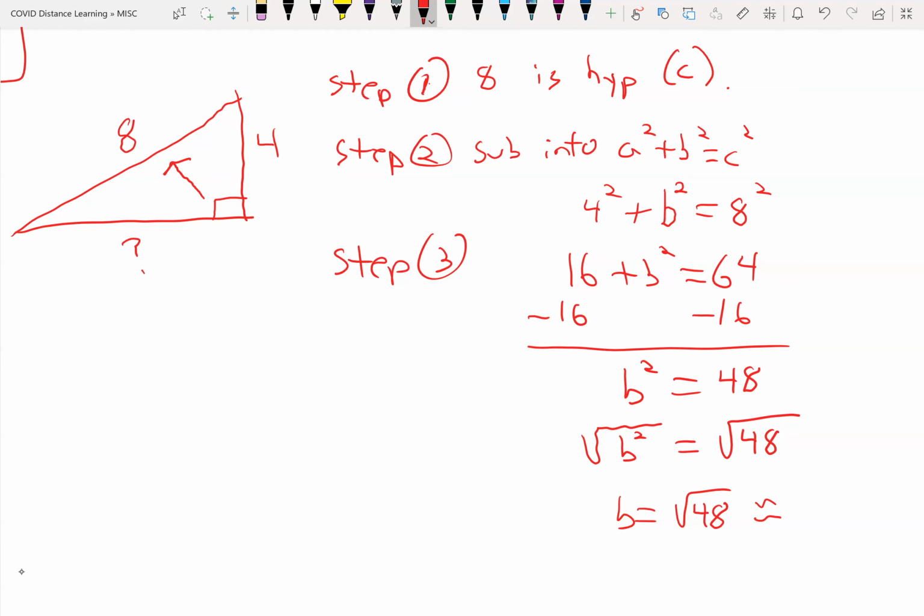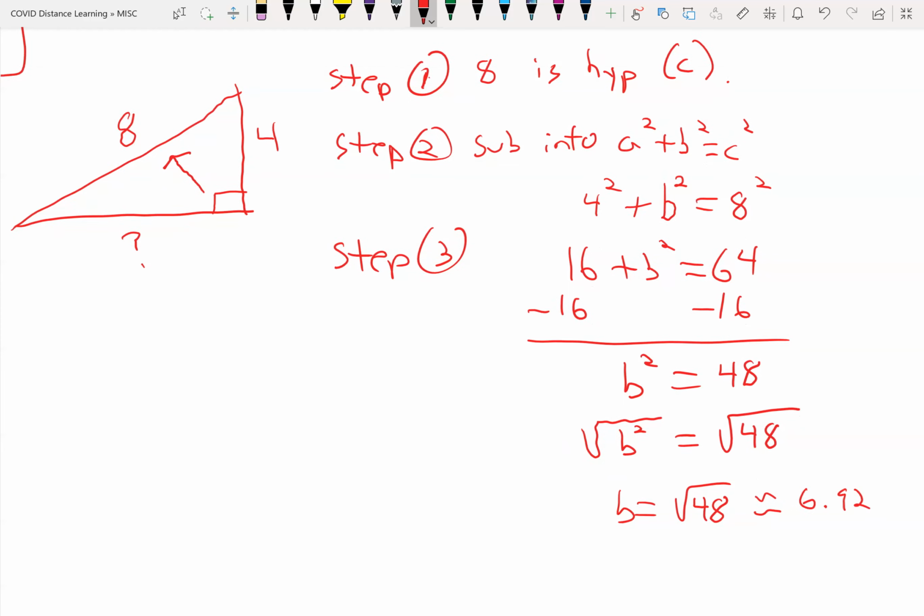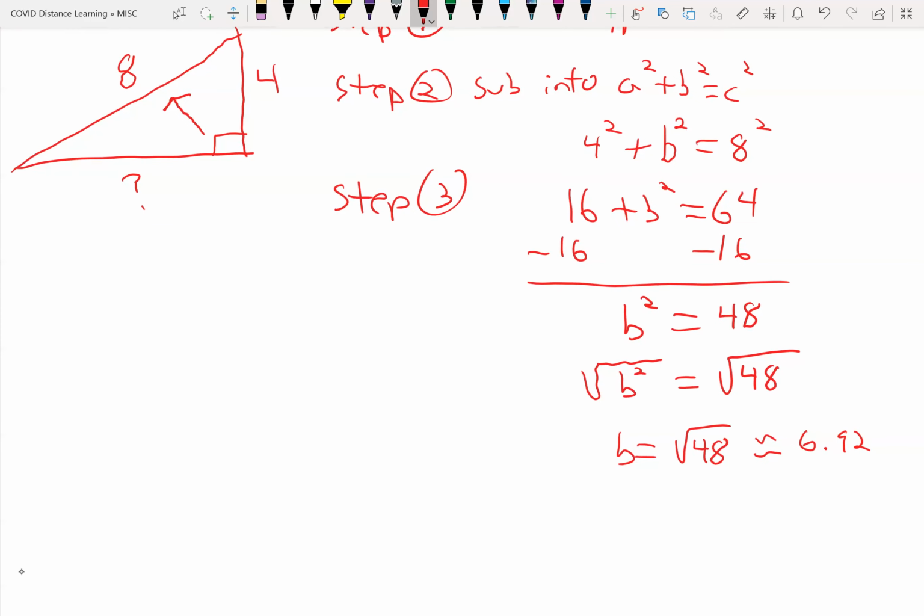6.8-ish. Talon? If you turn your phone sideways, you will often get more things on it. 6.92820. Okay, so we could leave it as the square root of 48. We can leave it at 6.92.